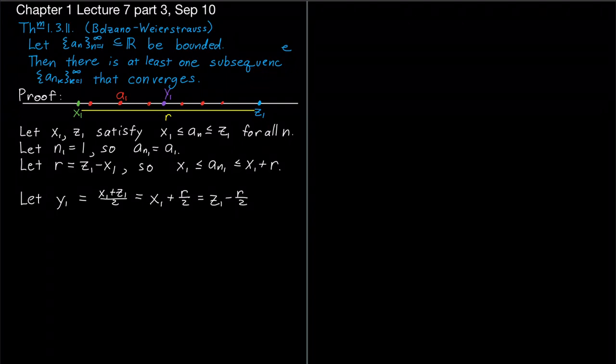Now, remember that our sequence is infinite. So that means we've got infinitely many of these a_n points, and we put them in two boxes. They can't both be finite. So let's consider this set. This is the set of all natural numbers n such that a_n is in the closed interval from x_1 to y_1.